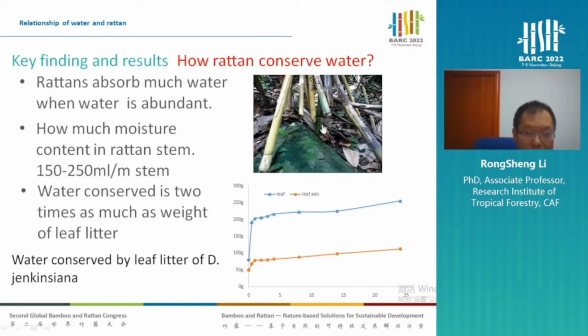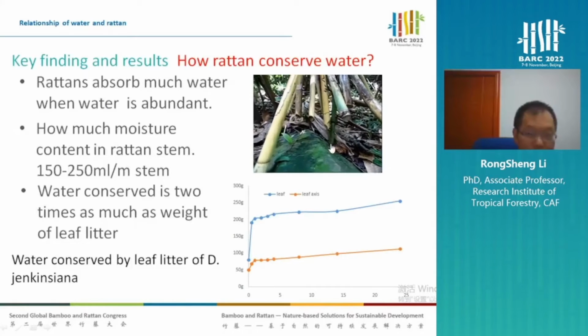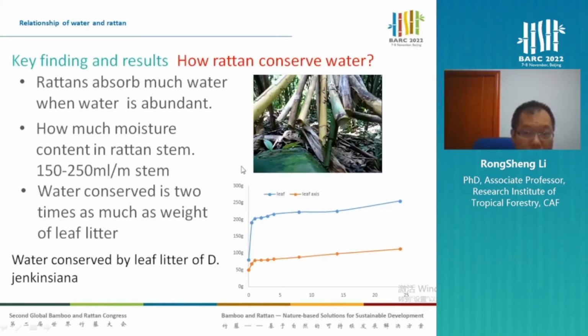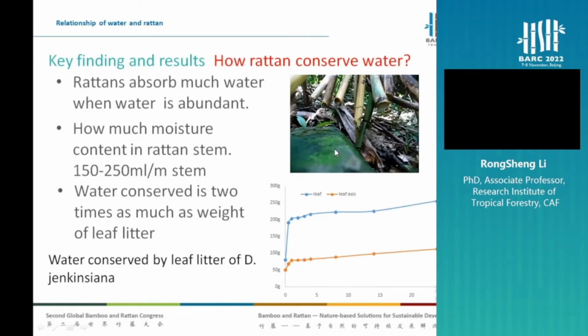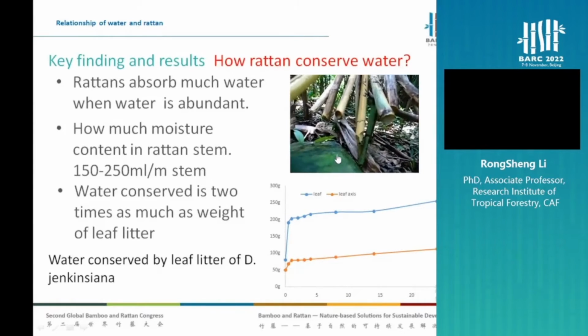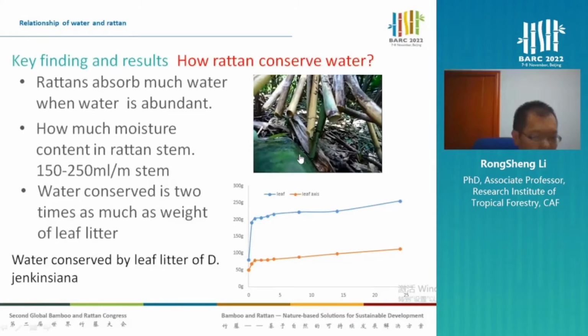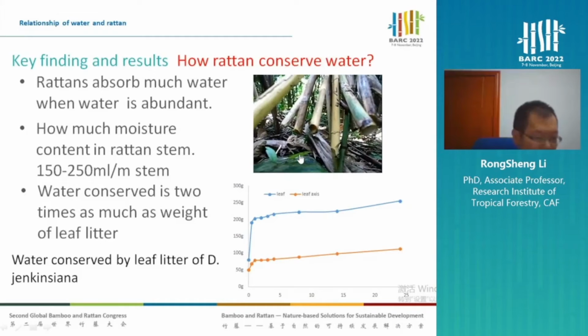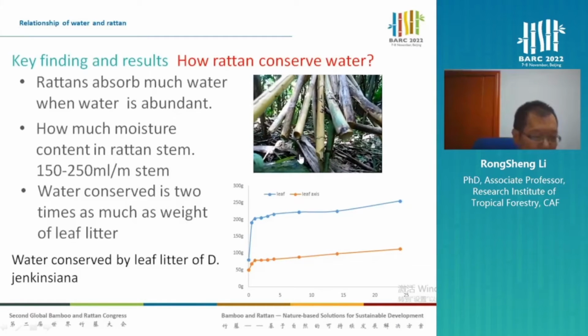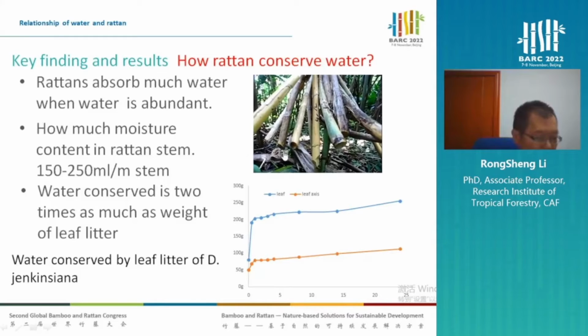Water is dripping from fresh rattan stems. It's estimated that 150 to 250 milliliters of water drip out of a stem. However, there's no water dripping from stems harvested in the dry season. This is water conserved by the living plant.